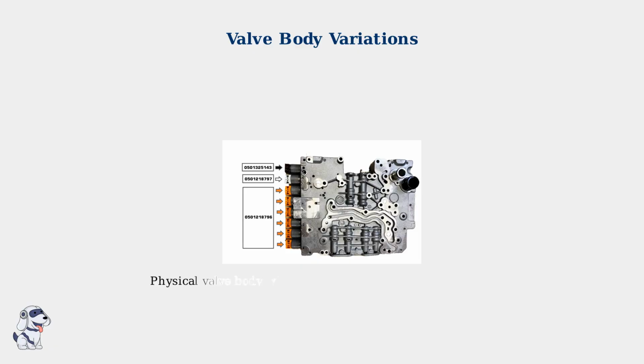The valve body is one of the most critical components in any automatic transmission. It serves as the hydraulic control center that directs transmission fluid flow throughout the system. Here we see a physical valve body from a transmission. Notice the complex network of channels, ports, and solenoids with orange connectors. These solenoids control the flow of transmission fluid through various passages.